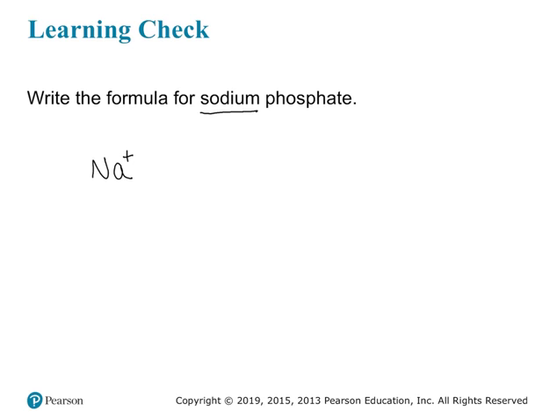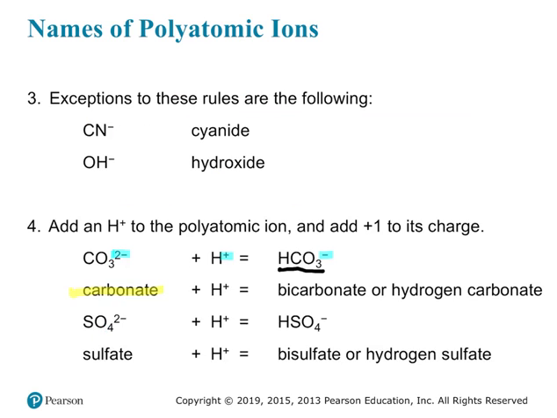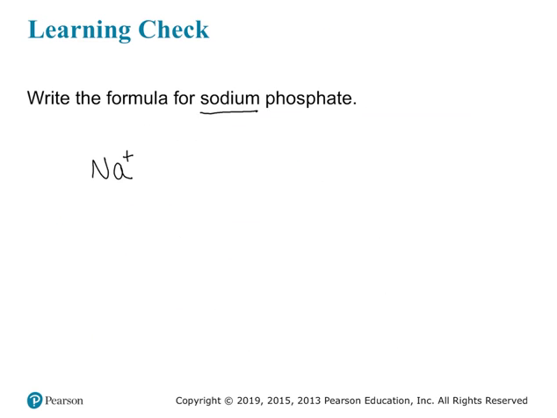Now, phosphate, we might need to go back and look at our chart because we just learned about polyatomic ions. So let's go back. Okay, so phosphate is at the bottom. That is PO4 3-. Let's write that down. All right, so we have our ions and their charges.